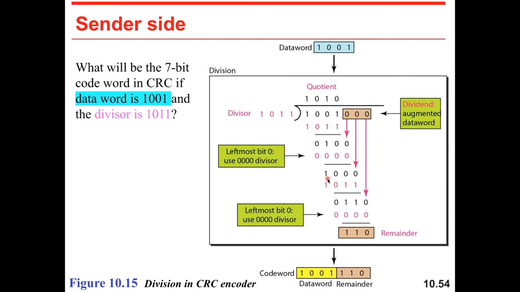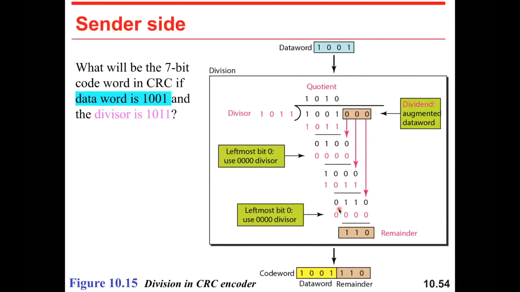What is the first bit? 1. If your first bit is 1, your quotient is 1. Multiply this 1 with the divisor. Anything multiplied by 1, the same number comes. Perform XOR on these two words. Different numbers, 1. Different numbers, 1. Same numbers, 0. The first bit is cancelled. We don't do anything with the first bit. And now we bring the last 0 down.